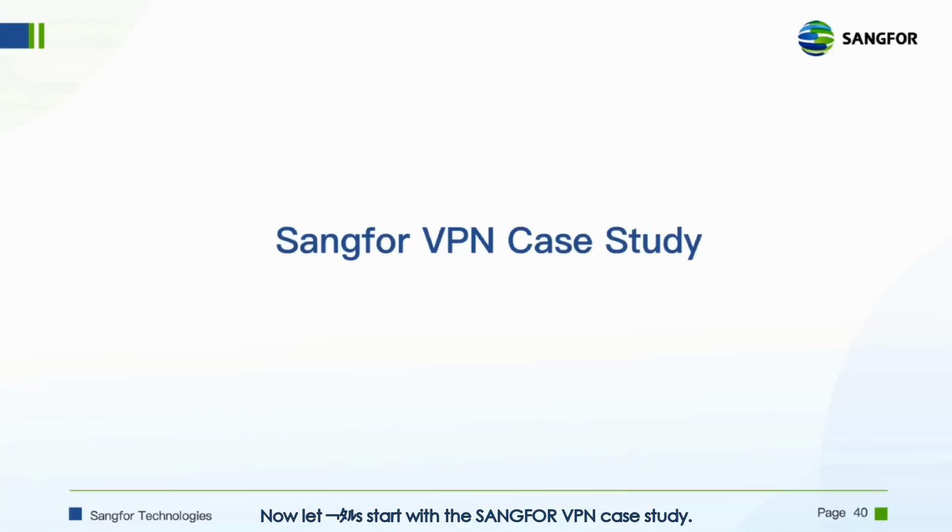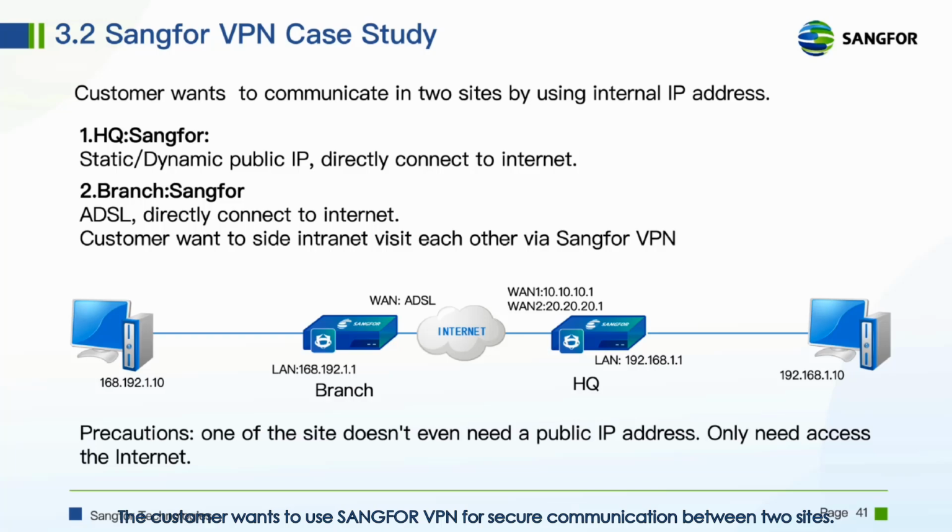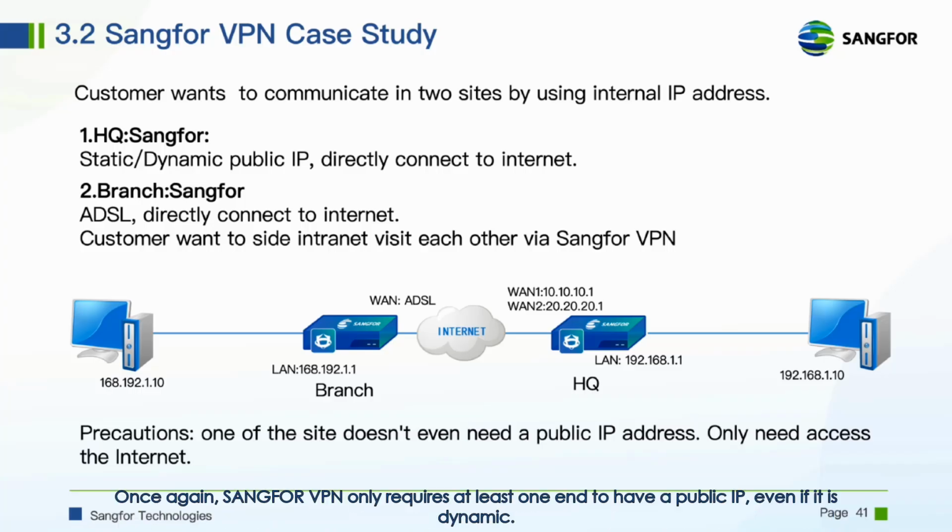Now, let's start with the Sangfor VPN case study. The customer wants to use Sangfor VPN for secure communication between two sites. In this scenario, the headquarters is Sangfor VPN, and the branch is also Sangfor VPN. At least one end of the headquarters is a public IP. Once again, Sangfor VPN only requires at least one end to have a public IP, even if it is dynamic.